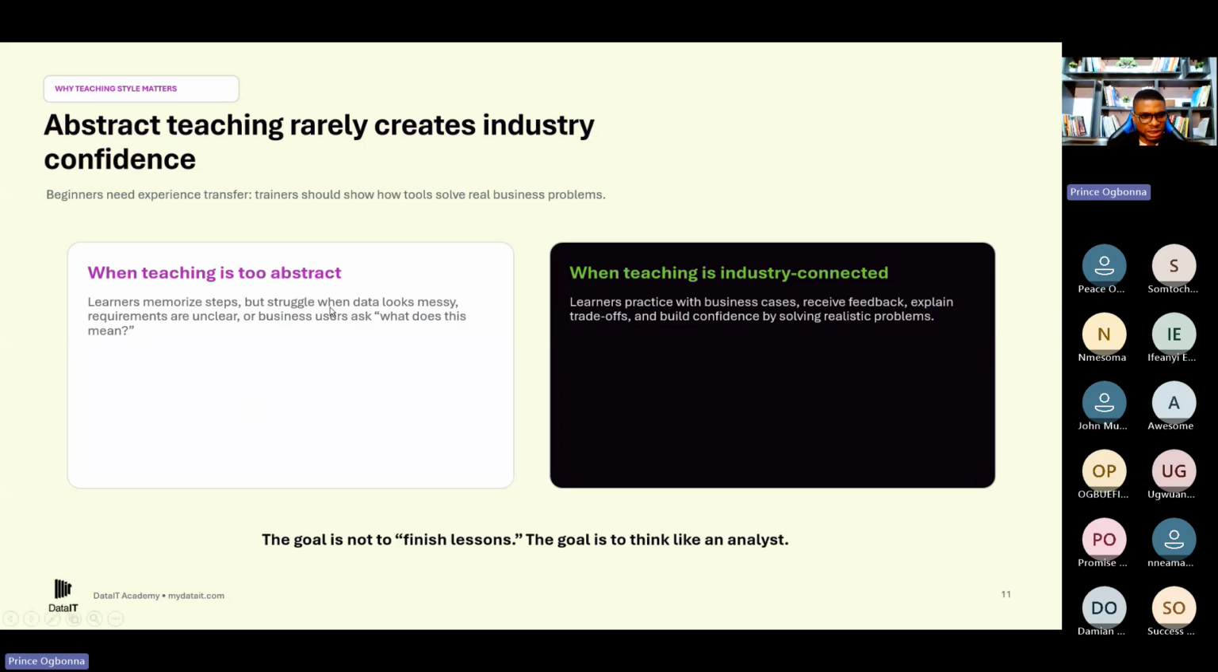So when teaching is too abstract, learners memorize steps but struggle when data looks messy, requirements are unclear, or business users ask, what does this mean? If you are learning in the right way, you don't need to memorize anything. You just understand what you want to do and then go ahead and do it. So when teaching is industry connected, learners practice with business case studies, receive feedback, explain trade-offs, and build confidence by solving realistic problems.